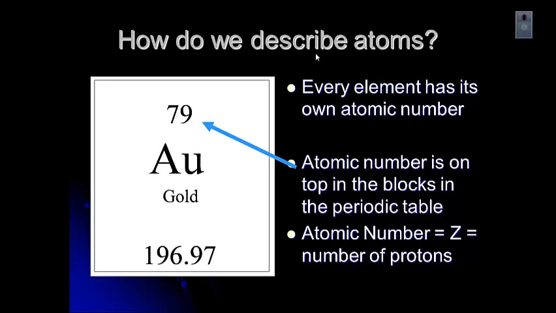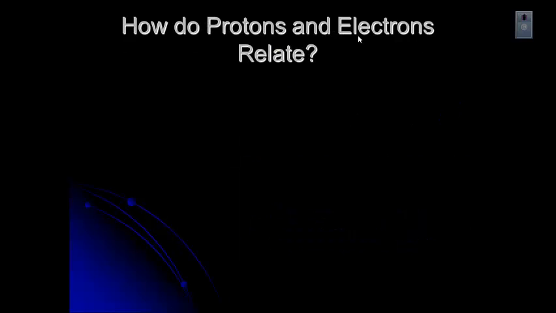Once we know the number of protons something has, we know what it is. So gold always has 79 protons. Anything that has 79 protons, we always call gold, regardless of what changes, and we'll talk about some of those things that can change. It defines an element, the atomic number or number of protons. It's kind of like the DNA. It defines exactly what it is. Now, let's talk about the relationship between protons and electrons.